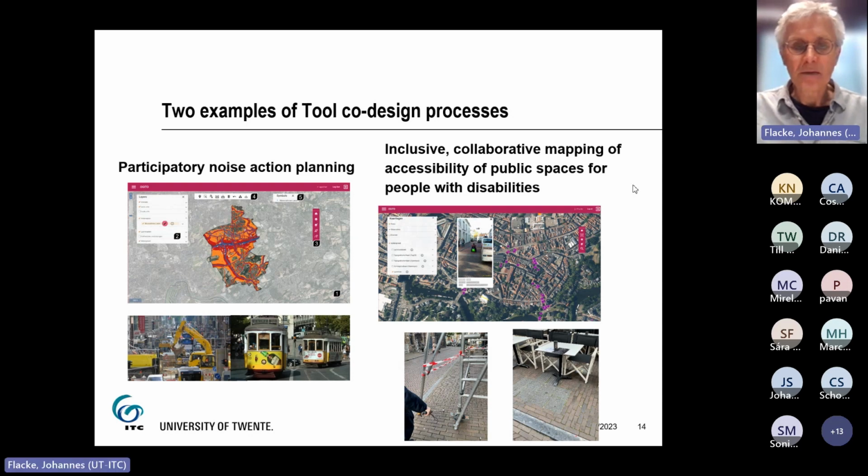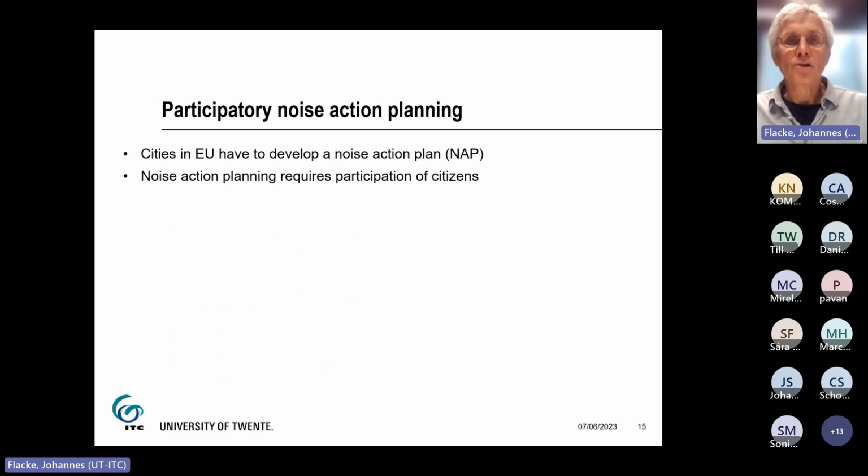So let me start with the first example, co-designing a tool for participatory noise action planning. Just a little bit on the background. Every city in Europe has to have, because of an EU directive that was approved in 2014, I think, a noise action plan, a plan where the municipality says what kind of actions we take within the city to mitigate noisy situations: noise from streets, noise from transport systems, railroad and light rail systems, but also noise from industrial production and so on. And one element in that EU directive says that noise action planning even requires the participation of citizens.